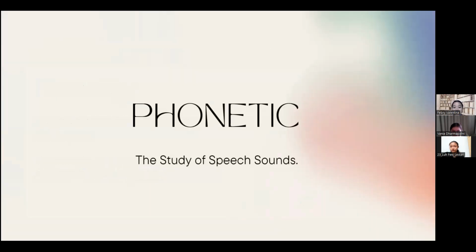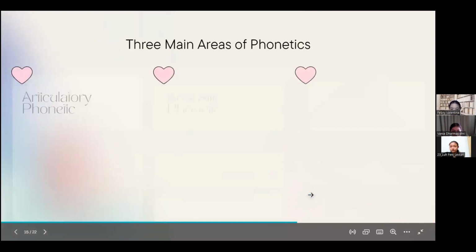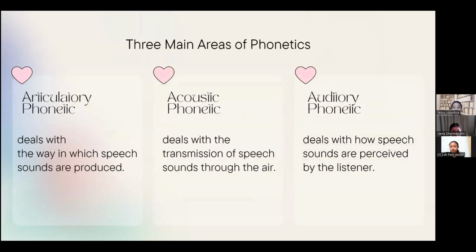The next is phonetics, or the study of speech sound. There are three main areas of phonetics. The first is articulatory phonetics. This phonetics deals with the way in which speech sounds are produced. Sounds are usually classified according to the position of the lips and the tongue, how far open the mouth is, whether or not the vocal cords are vibrating, etc.